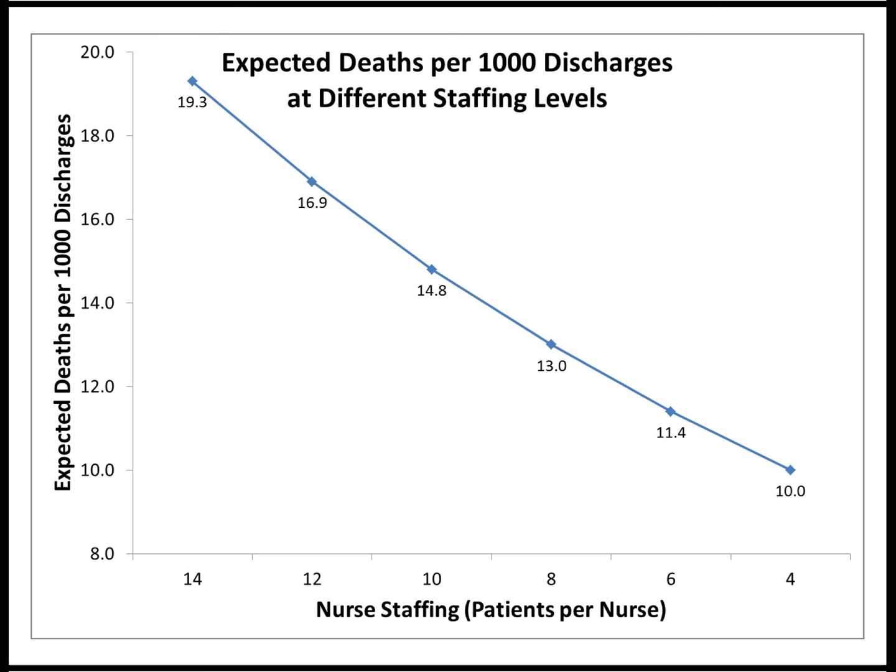So these are the expected deaths per thousand discharges at different staffing levels. And you can see quite clearly that the expected deaths per thousand at different staffing levels go down with the ratio of patients per nurse. So the fewer patients that nurses have to look after, the lower the death levels. It seems completely logical, doesn't it? But there aren't many figures demonstrating it, and this comes from the RN Forecast, which was a huge study and initially published in The Lancet in 2014.